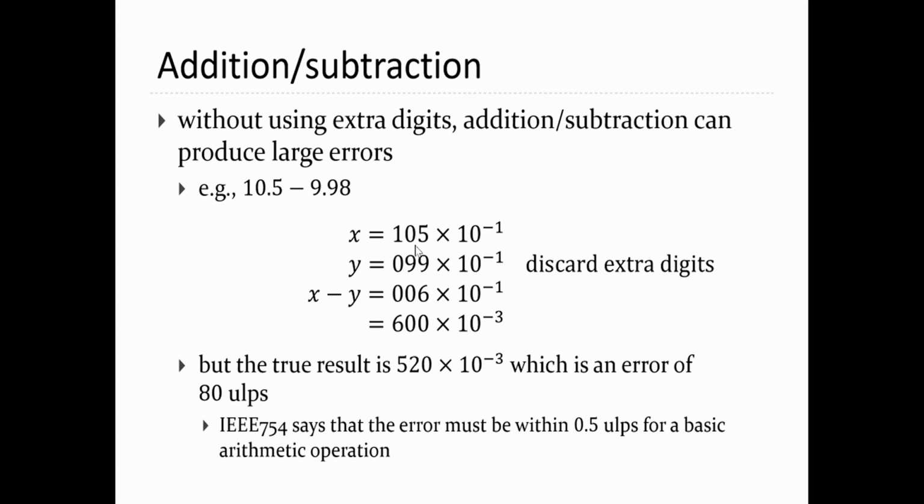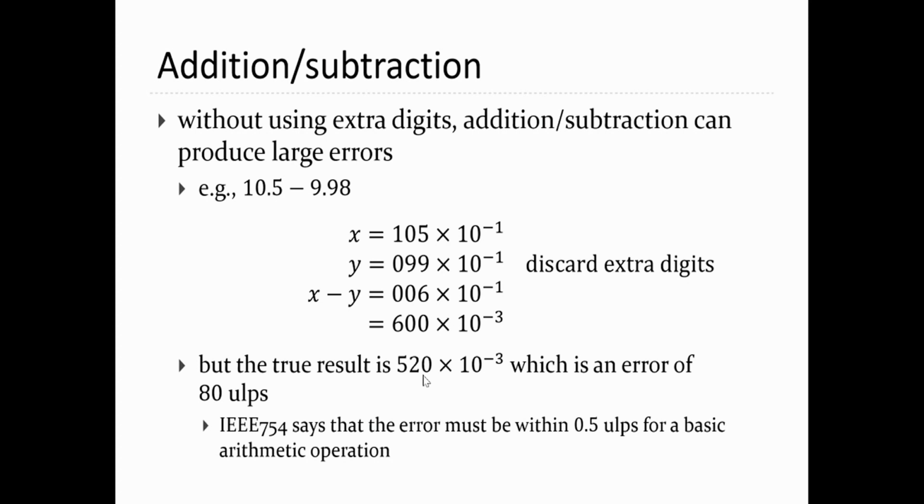So my algorithm says 10.5 is the larger value. So write it down in our floating point format. We get 105 times 10 to the minus 1. Now write down the second number so that it's using the same exponent as the previous. Okay, so 9.98 is 99.8 times 10 to the minus 1. Discard the 8 because I don't have a digit to represent that 8. Compute the result. So now I get 600 times 10 to the minus 3. So that's x minus y is 600 times 10 to the minus 3.